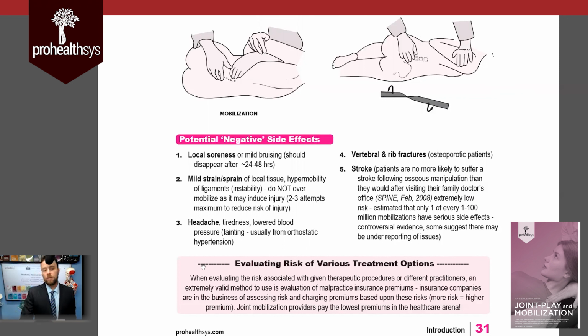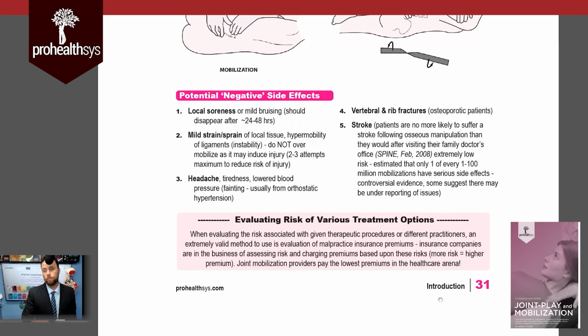Back to evaluating risk. At the end of the day, I'll say it again. Whenever you're trying to evaluate risk on anything, look at what your insurance premiums are. The more risky the procedure is, the more insurance you're going to pay. And insurance companies, their business is risk, so they have detailed tables of risk evaluation for people.